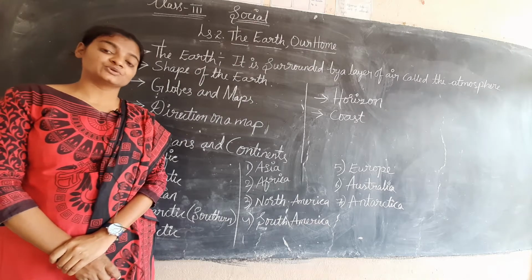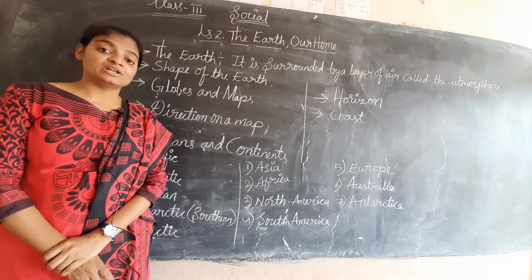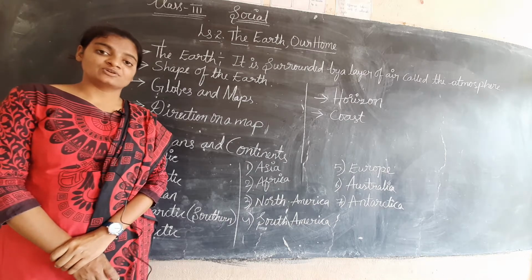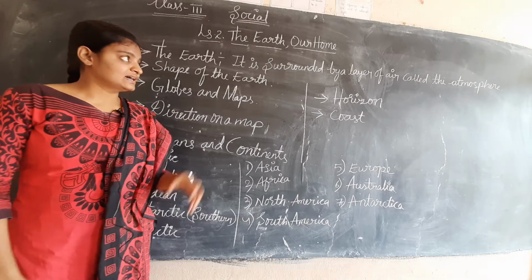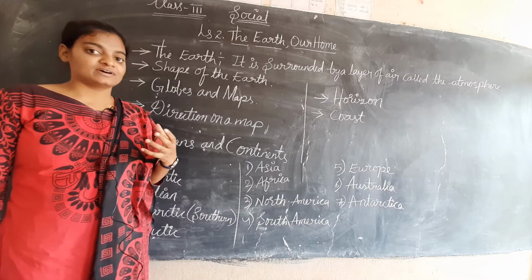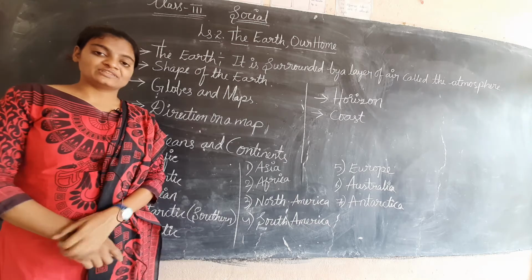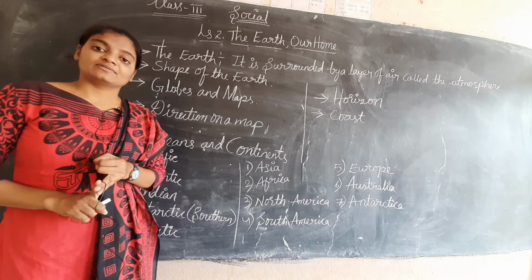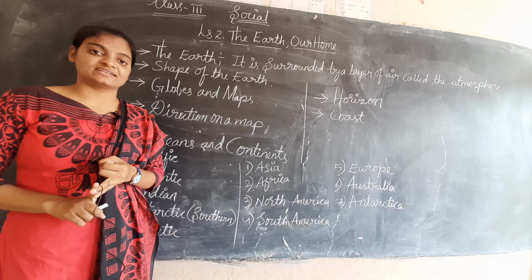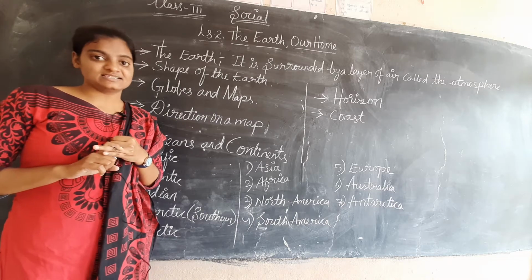Why is earth a unique planet? Because life is possible only on the earth. Only human beings and living things live on the earth. Why? Because earth is surrounded by a layer of air, and earth consists of water. Without air and without water we can't survive. Human beings or any living things can't survive without air and water.